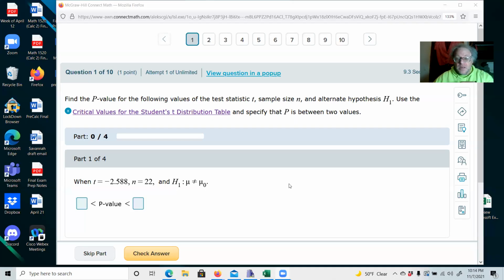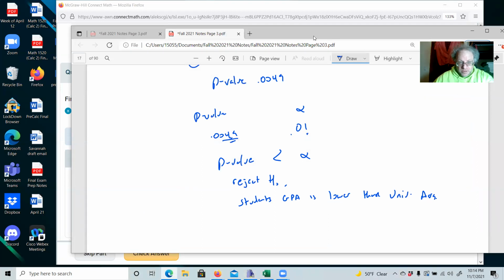So today we are going to talk about test of hypothesis when sigma is unknown. Let me go ahead and share my screen and we can get started. I'm going to talk a little bit before we jump into your homework so we can do some stuff here.